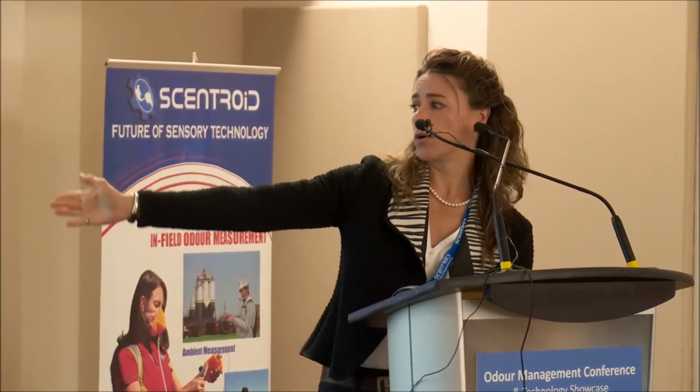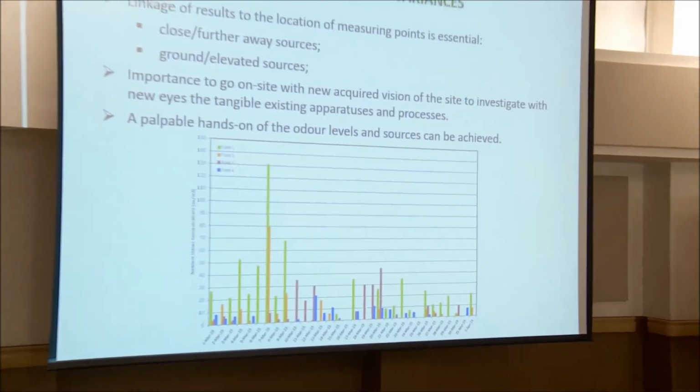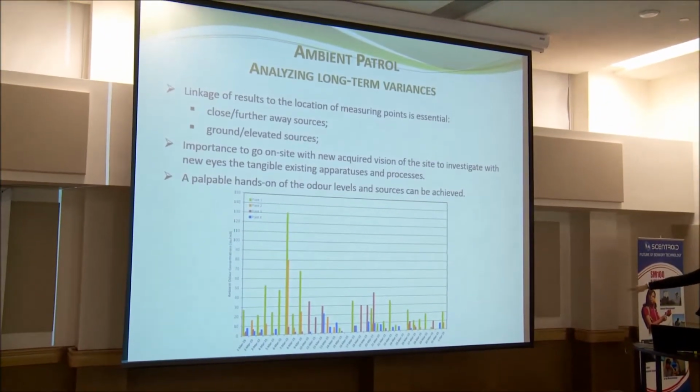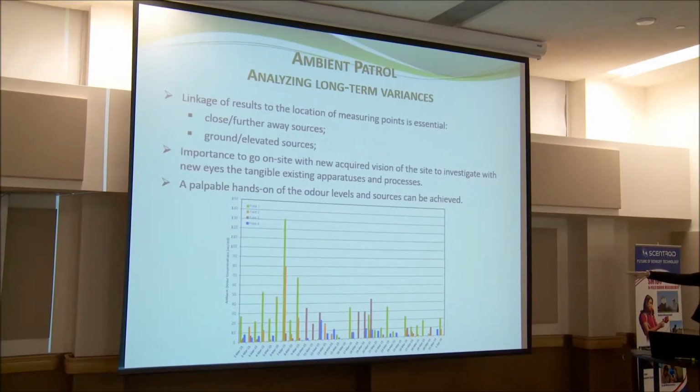But if you do it over, let's say, a month, and even longer, a year if you can, you get some variabilities. All the 4 points, colors are matching 4 different points. And you can see the variability. And this actually can give you some information on close and further away sources, ground sources or elevated sources. And it will all give you a palpable, hands-on feel for the odor levels and sources that can be achieved.